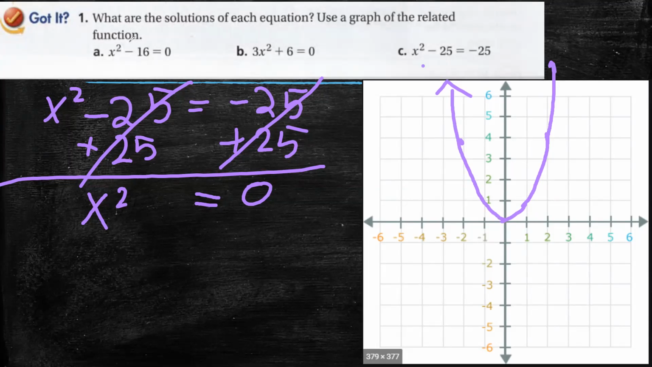For this one, how many solutions do we have? We have one solution, which is 0. So that means only one number, which is 0. I subtracted it from negative 25 and I get negative 25.